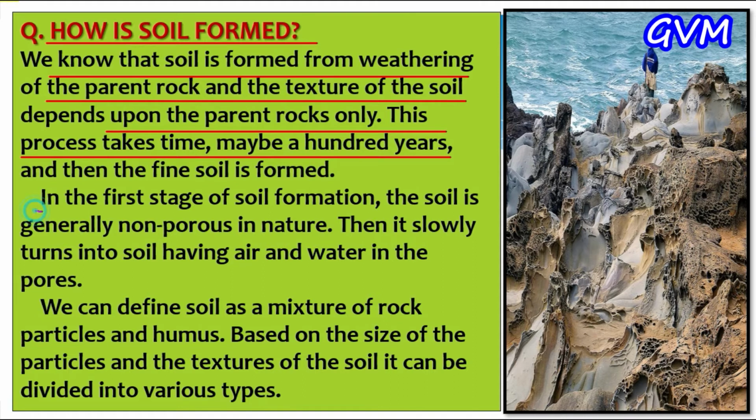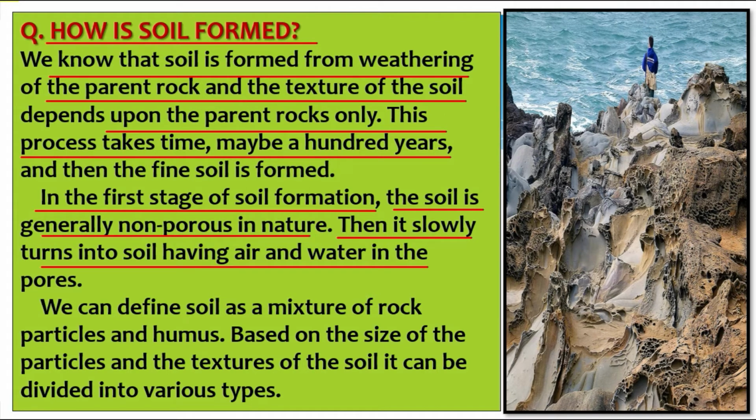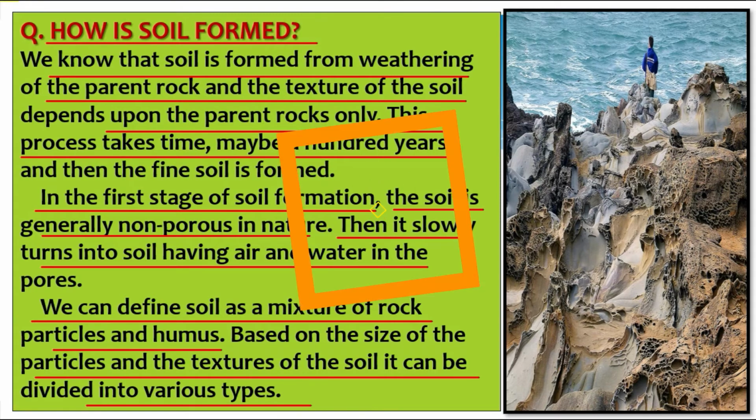Students, in the first stage of soil formation, the rock is generally non-porous in nature. Then it slowly turns into soil by the two agents that are air and water. So students, in short, we can define soil as a mixture of rock particles and humus. And students, on the basis of the size of the particles and the texture of the soil, it can be divided into various types.